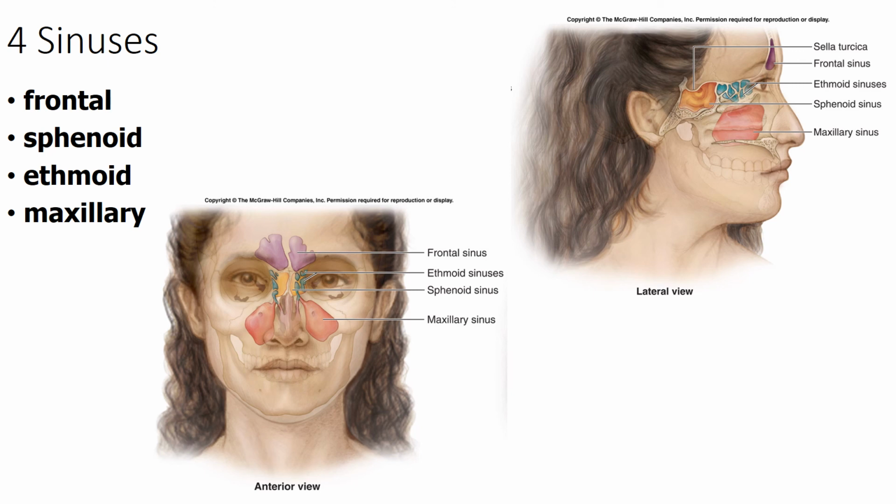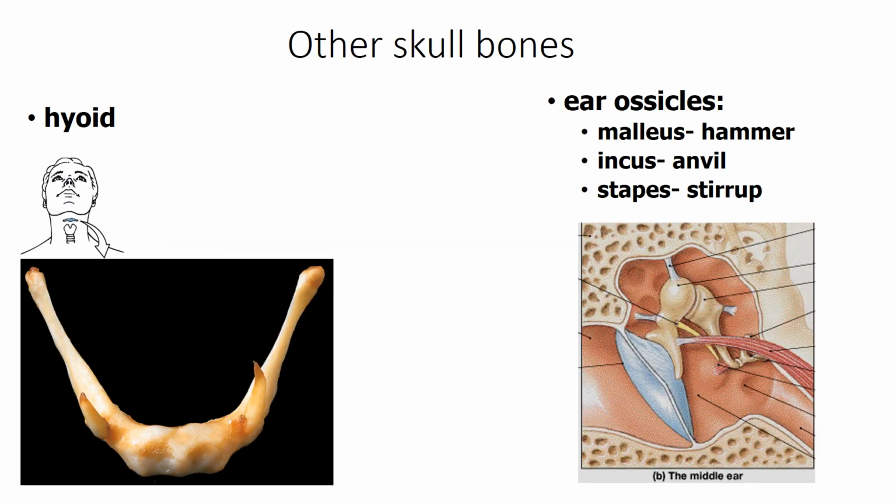And so for location, what we have is the frontal sinus, which is found within the frontal bone, the ethmoid sinus found in the ethmoid bone, the sphenoid sinus, which will be found medially, and then lastly, the maxillary sinus found in the maxillae. So a few other bones that we find around or within the skull include first the hyoid, and the hyoid is found at the base of the tongue, and it is the only bone that does not articulate with any other bone, and it has this classic horseshoe shape to it.